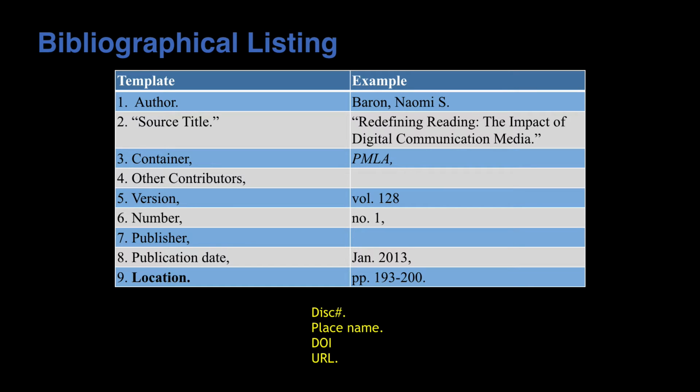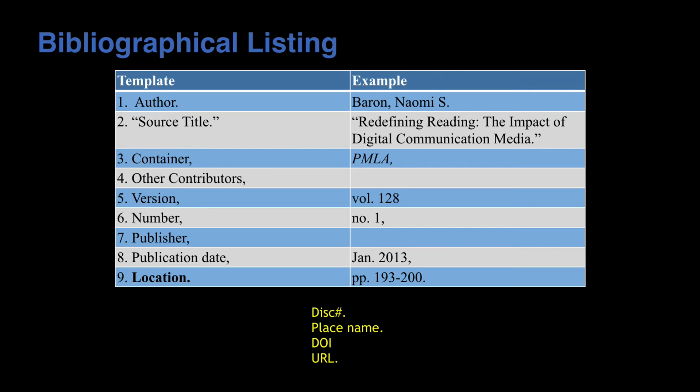Now, the location would be the page range for a source that's part of an independent work, such as an article or a journal, like we've got here, page 193 to 200. That's where you will find this article by Barron in that journal. A song or a video might be located on a specific disc number. An archived object might have a number. For a live performance, you would list the physical location where you attended the event. A web page will have a specific URL.